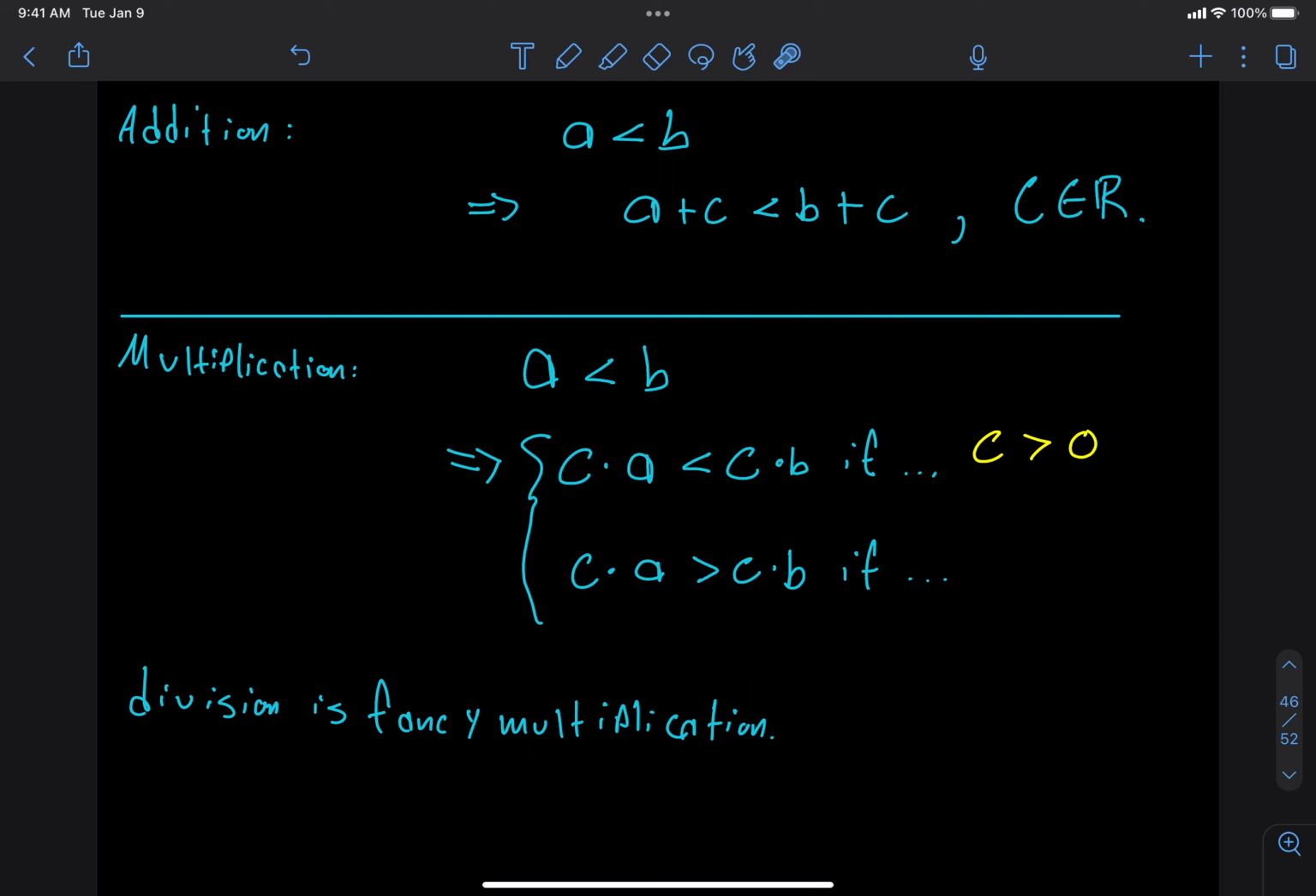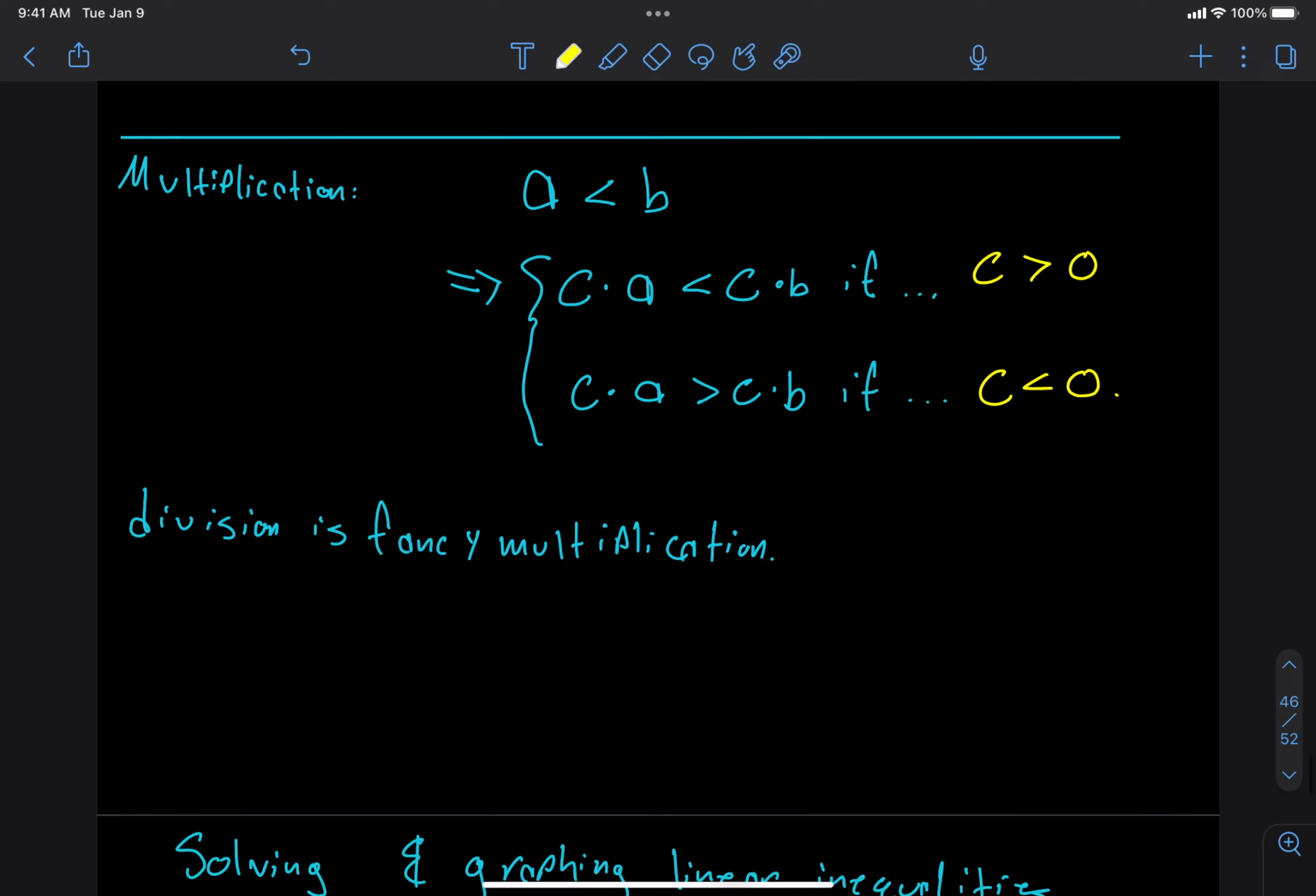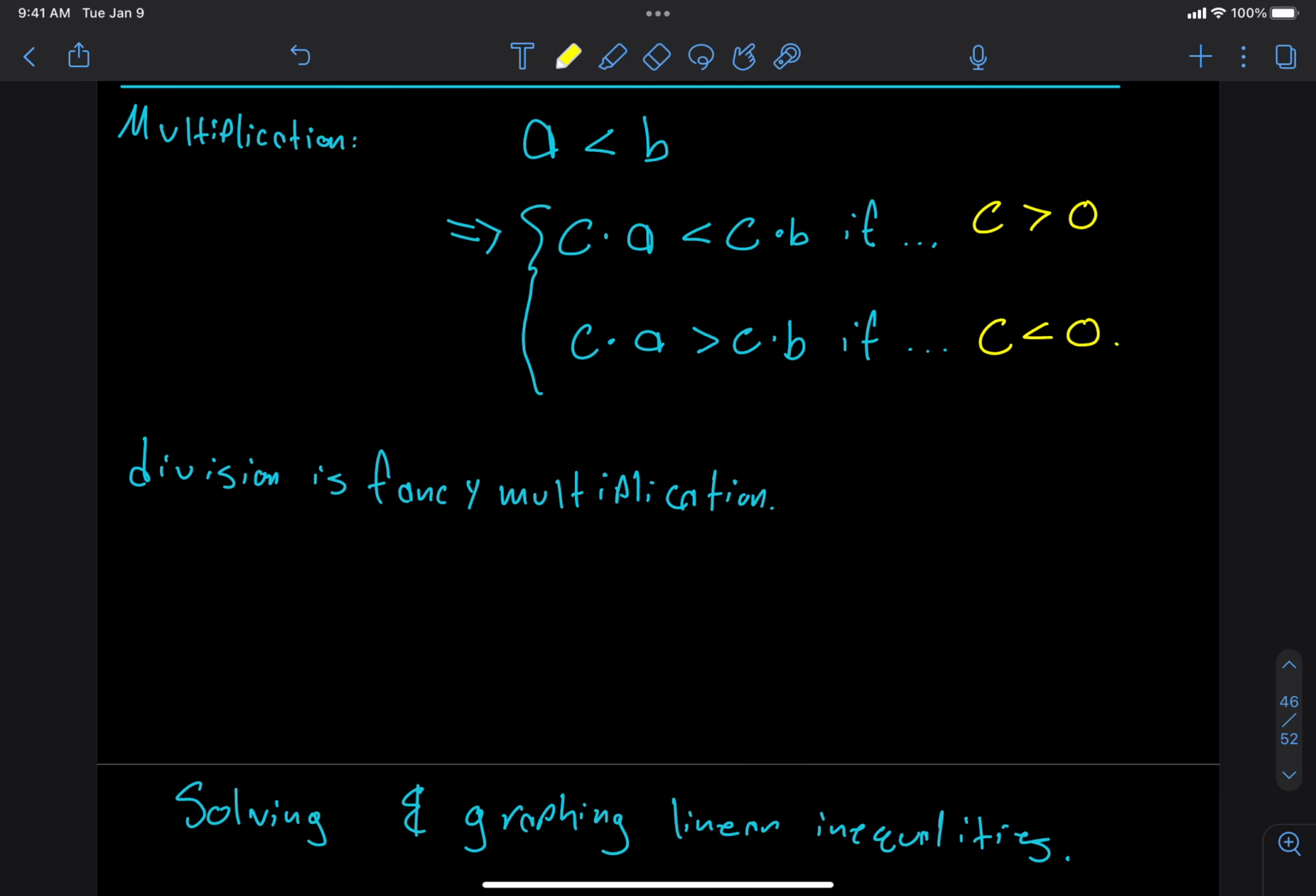And then what do we do if C is a negative number? We just flip the sign, okay? So the sign was facing to the right, and then it's facing to the left if C is a negative number. And then for division, it's the same thing, right? If we divide by a positive number, we keep it how it is. If we divide by a negative number, we switch the sign. That's because division is multiplication by the reciprocal, and dividing by -3 is the same as multiplying by -1/3, right? So it's the same as multiplying by a negative number. So that's why we should still flip if we divide by a negative number too.